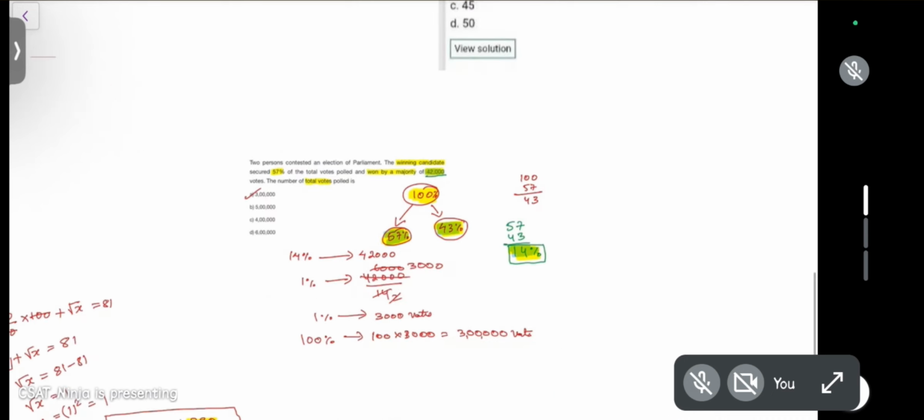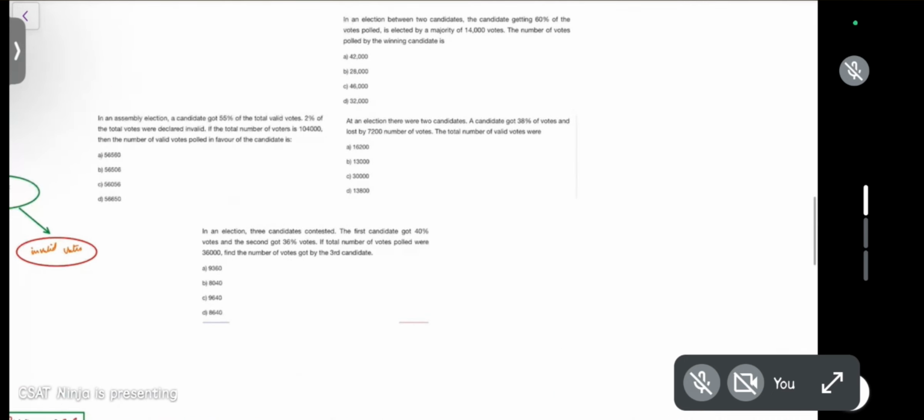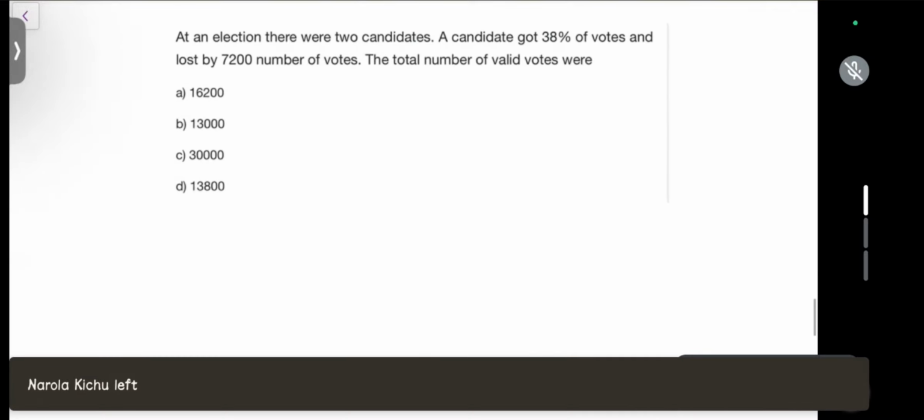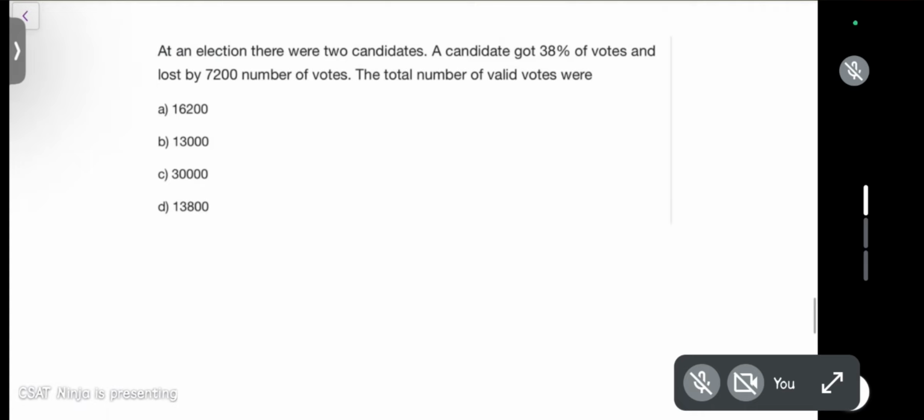Let me take one more question. Okay, I'll try one more, a different type of question. Let's try this one. In an election there were two candidates. A candidate got 38% of the votes and lost by 7,200 votes.